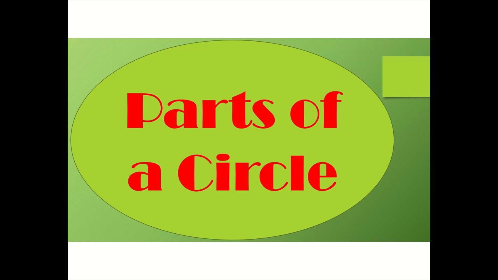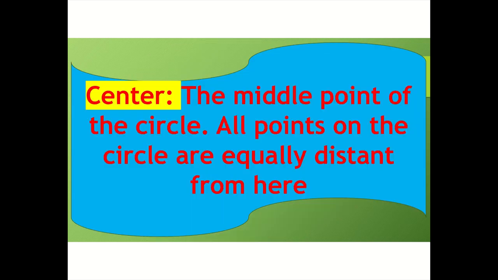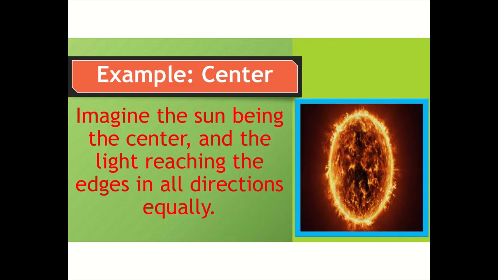Parts of a circle. Center: the middle point of the circle. All points on the circle are equally distant from here. Example: imagine the sun being the center, and the light reaching the edges in all directions equally.